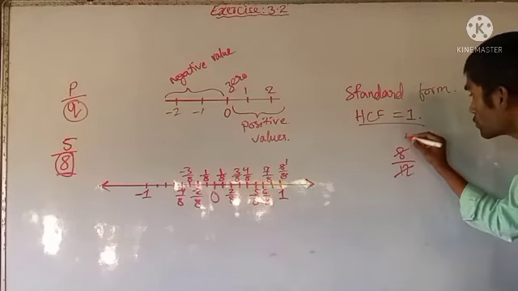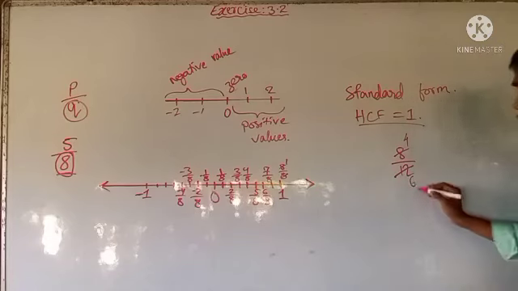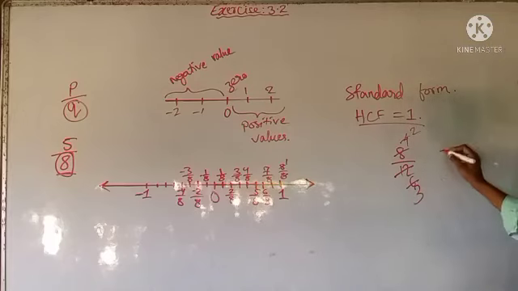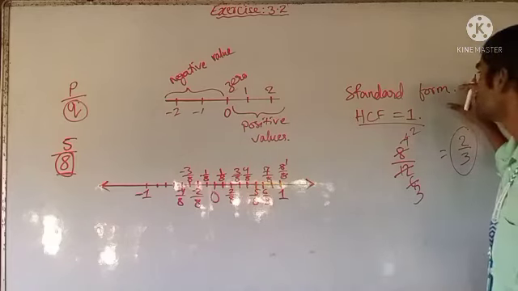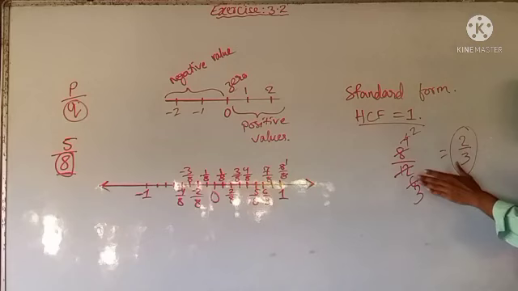So here 8 is divisible by 2. 2 fours are 8, 2 sixes are 12. Again 4 by 6 is also divisible by 2, so we can divide it by 2. 2 threes are 6, 2 ones are 2. Now we got 2 by 3. This 2 by 3 is in the standard form because we cannot divide 2 and 3 by any other common factor. Only by 1 is it possible. So it is in the standard form now. If we are not able to divide by any other common factor, then that rational number is in the standard form.